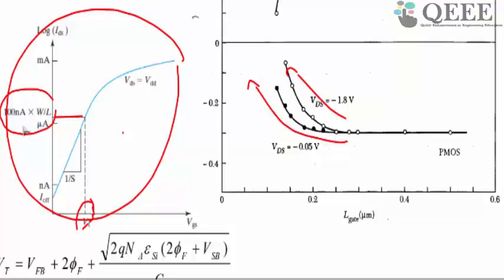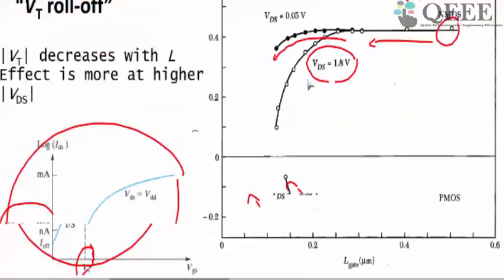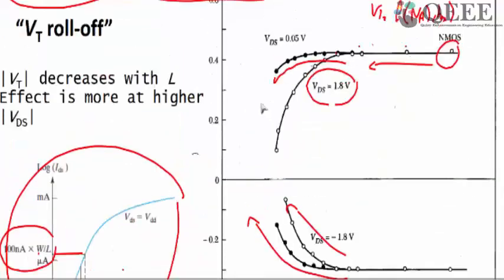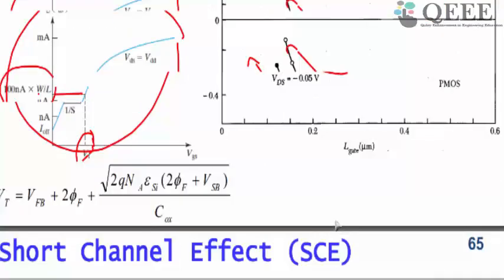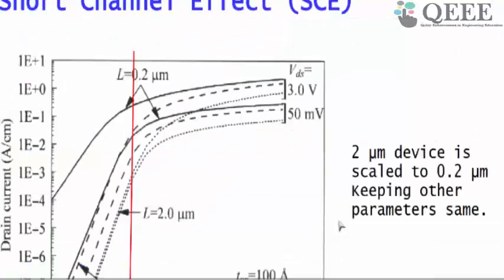This is known as the constant current method. Depending upon the transistor W and L, the current will be different, and they measure the gate voltage at which the current is reached. Then they plot all the threshold voltages in this plot. So what you are seeing is a roll off in the threshold voltage. Now the question is whether we can explain this roll off of the threshold voltage. That is one of the short channel effects, and there are other short channel effects also.